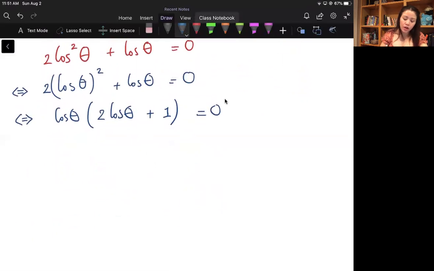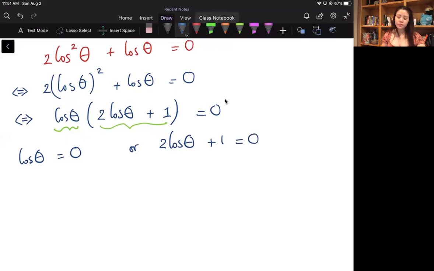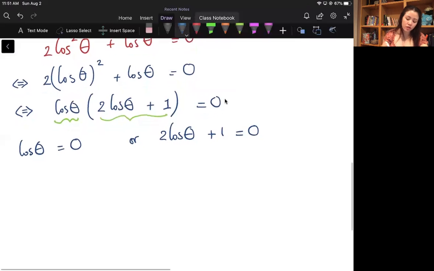All right, so in order for the left-hand side to be equal to the right-hand side, either this quantity is equal to 0 or this quantity is equal to 0. So I have either cosine theta equal to 0 or 2 cosine theta plus 1 equal to 0. Let's solve the first one first.